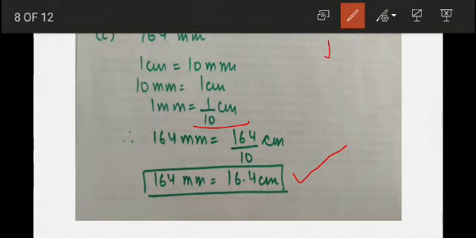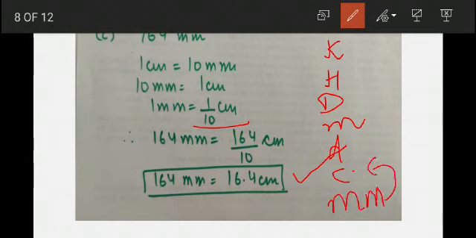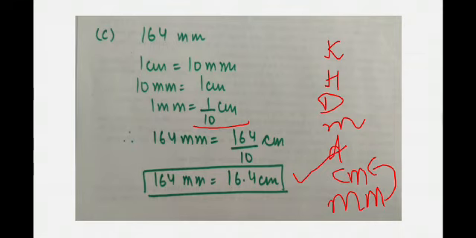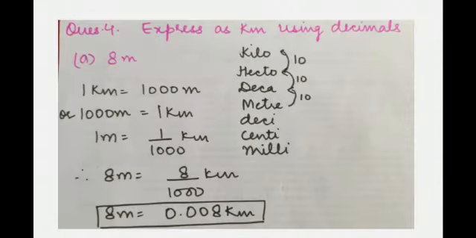Because if we write down the table of conversions, kilo, hecto, deca, basic unit, then we have deci, centi and milli. From millimeter we are going to convert it to centimeter. We are going one unit up, so we are going to divide it by 10. Now same way you can convert as many units as you want to convert. If you remember this table, you can convert any unit from one form to another.